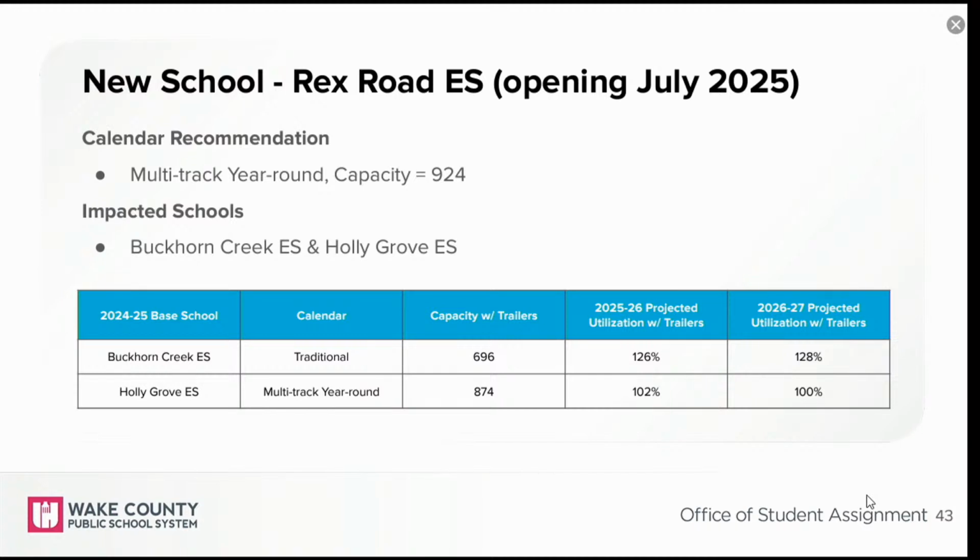Specifically because of where it's located, the 2 current or existing elementary schools that would be most directly impacted by the opening of the school are Buckhorn Creek Elementary and Holly Grove Elementary.